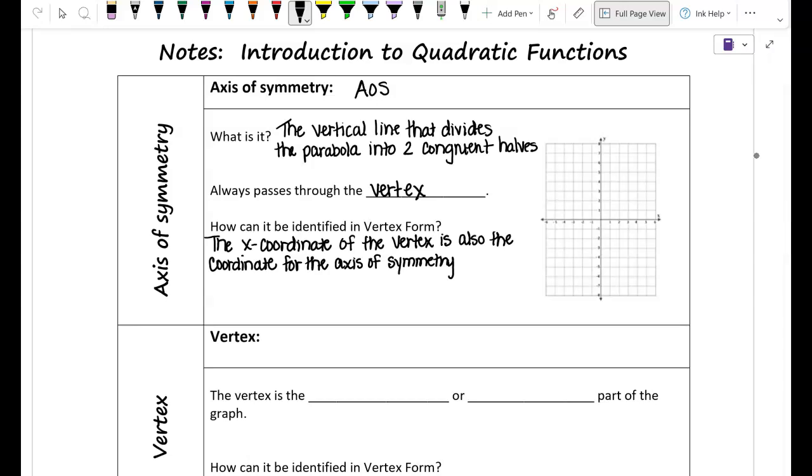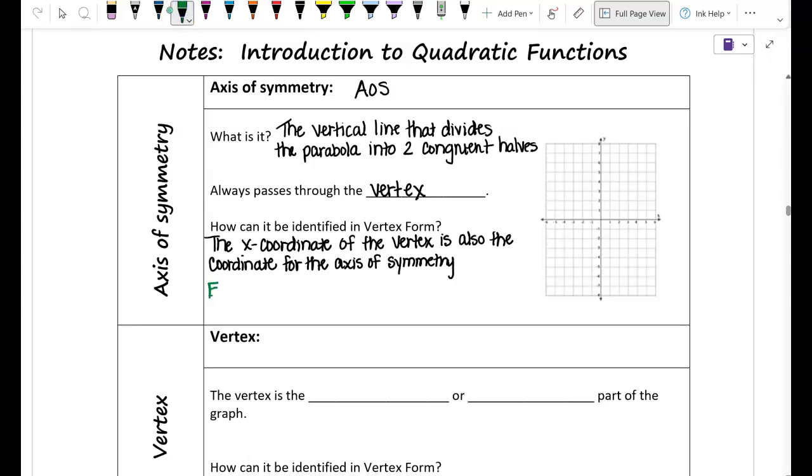This is why we like vertex form so much better, because it gives us all the information in one snapshot. I don't have to go doing solving. You're going to find in Unit 3 when we work with standard form, it requires me to do a lot more work. Vertex form, they're handing me the information on a platter about my parabola.